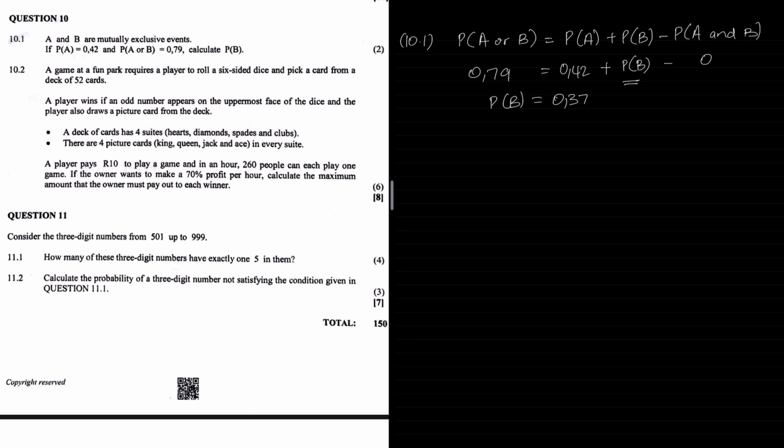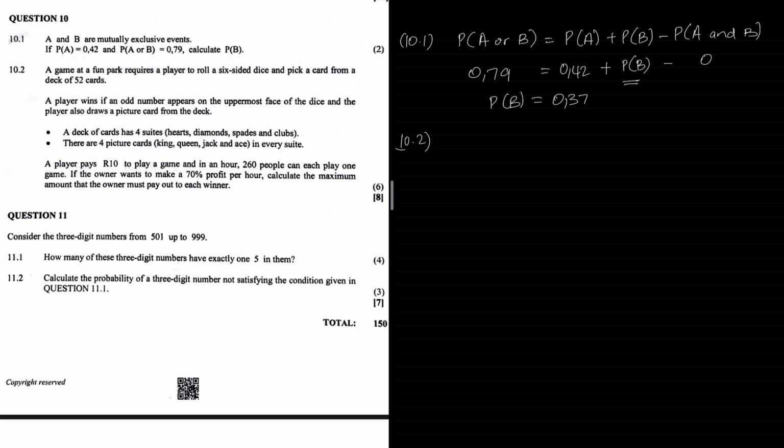Okay, let's move on. Question 10.2. A game at a fun park requires a player to roll a 6-sided dice and pick up a card from a deck of 52 cards. A player wins if an odd number appears on the uppermost face of the dice and the player also draws a picture from the deck. So to win, two things need to happen. You must have an odd number on the dice and you need to have a picture card.